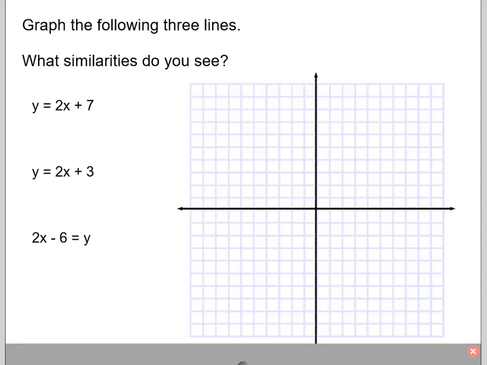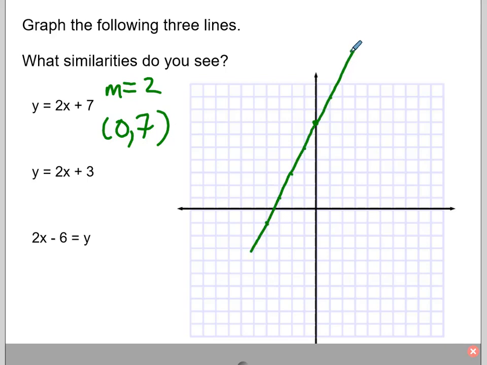So let's get to it. Okay, so graph the following three lines. What similarities do you see? So again, whenever I see my equations written in y equals mx plus b format, I have the habit of writing down their slopes and their y-intercepts right away. So there's my first one. I have a slope of 2, a y-intercept of 7. So if I plot that really quickly, it's up 2 over 1. And then I can work that backwards. Draw my line. There it is. Okay, we'll go to the next one. I have a slope of 2 and a y-intercept of 3. So I put my y-intercept on, up 2 over 1.